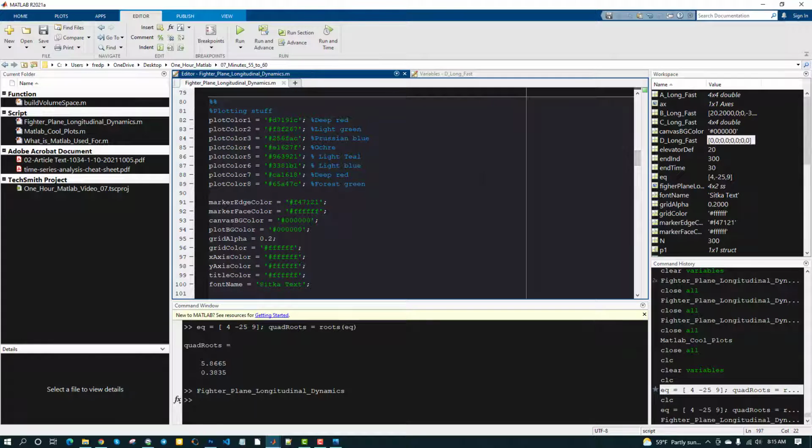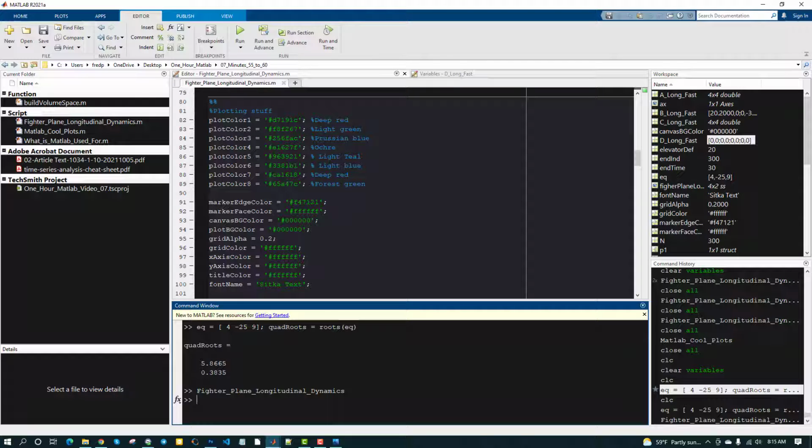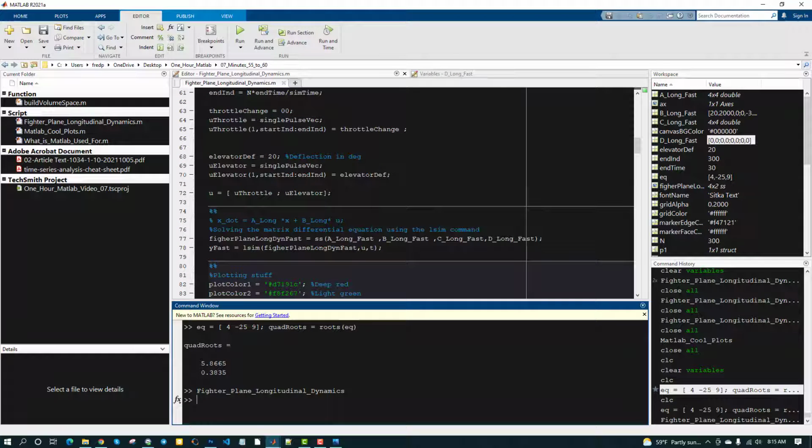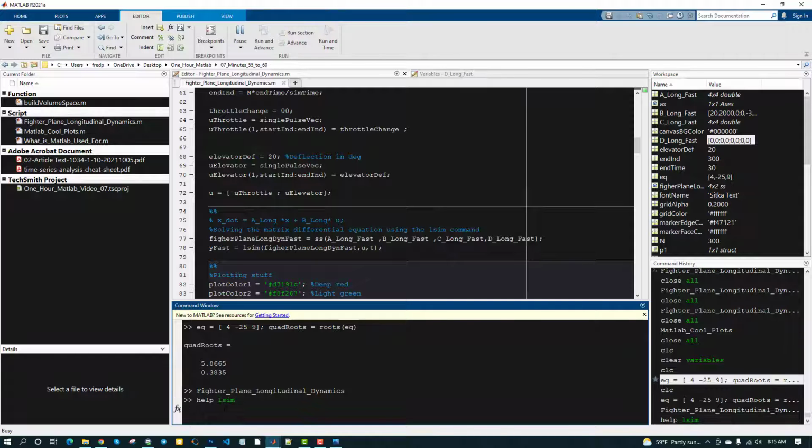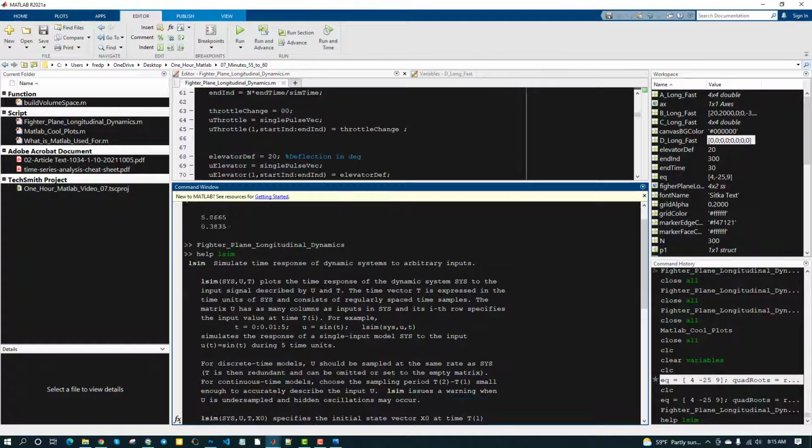Next on my list is the superb MATLAB Help system. You can type help on the command window, and MATLAB actually comes up with very good info on the syntax and suggestions for using MATLAB commands in practice. For example, if I want to get some more help on this command LSIM, which actually stands for linear simulation, just say help LSIM. It's a very comprehensive help system.